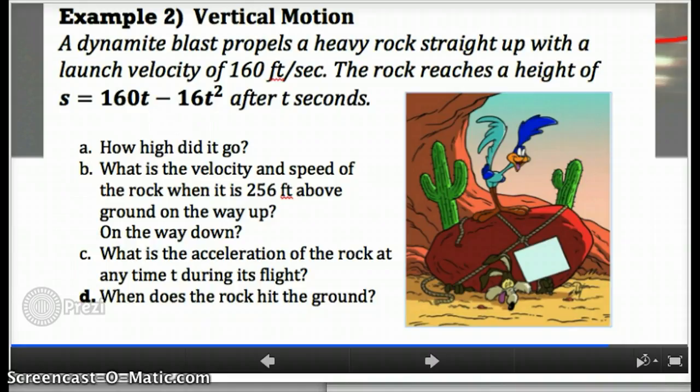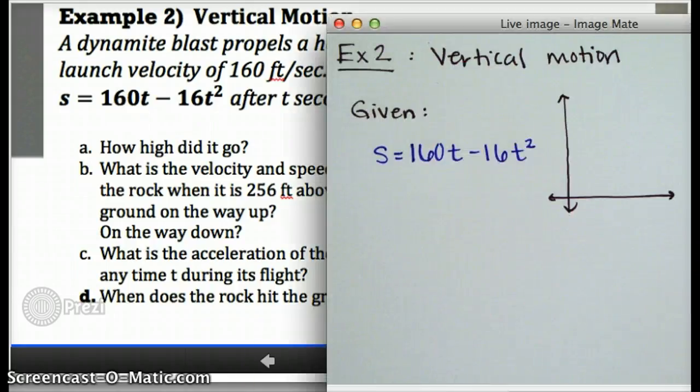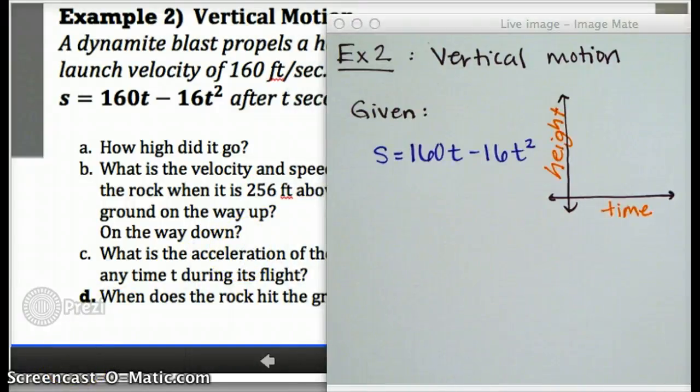To start with, let's think about what we know. So we're given this formula s. This is the function. And what are the inputs and outputs, the independent and dependent variable here? Exactly, we're measuring height as a function of time.